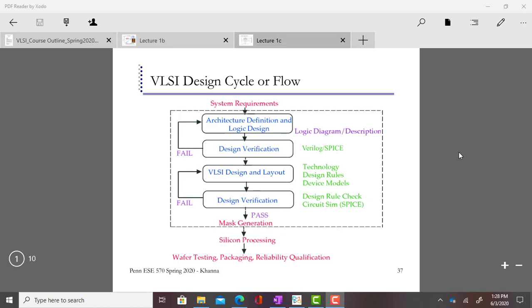So this part is about the design cycle or flow. So what does this mean? This means, what are the steps involved in a chip design.